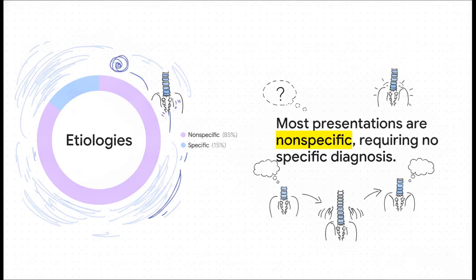When you look at the data, the vast majority of these presentations in primary care, over 85%, are completely nonspecific. That means the pain is happening without any specific identifiable underlying condition that we can point to on a scan. Less than 15% involve a specific pathology, things like radiculopathy or spinal stenosis. So the key takeaway right out of the gate is that most of the time we're dealing with mechanical, self-limited pain, not some dangerous underlying disease.